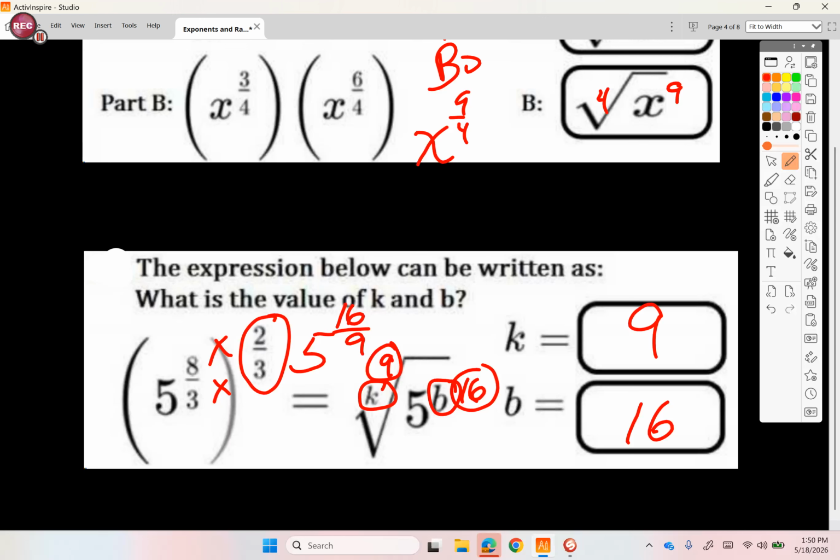All right, feel free to go back and watch this again if you don't understand it. You'll get it once you see it a couple times.